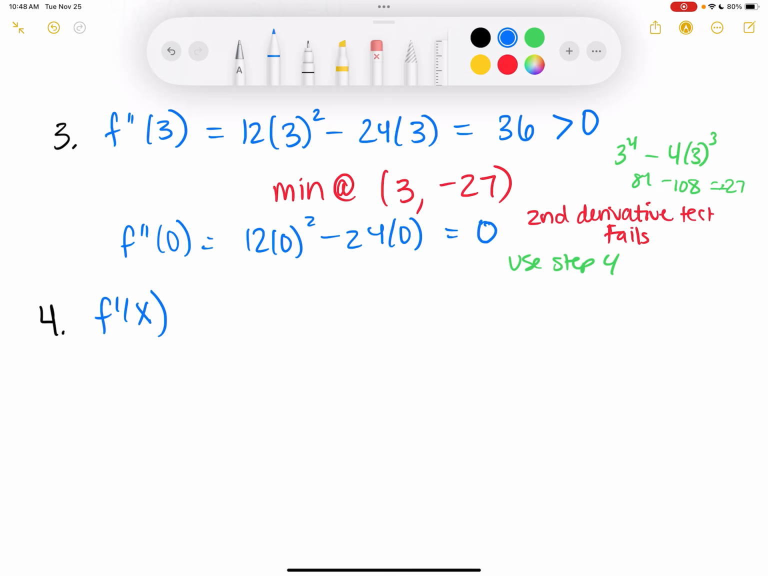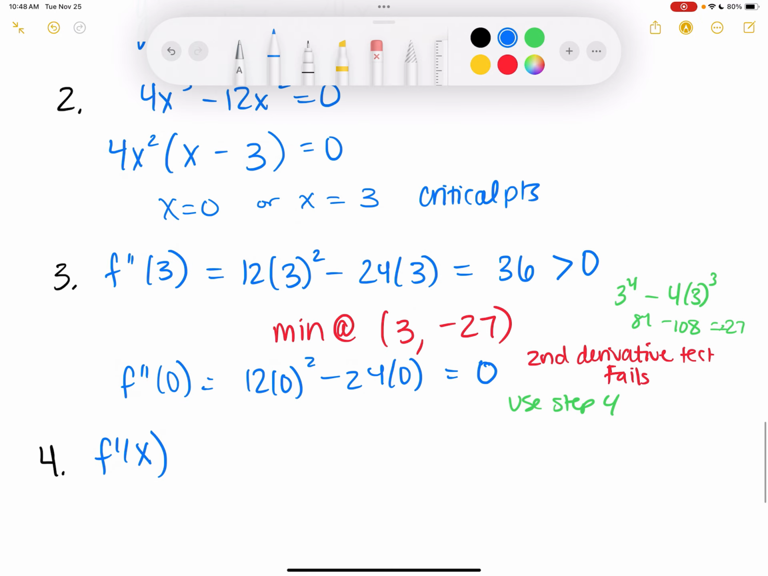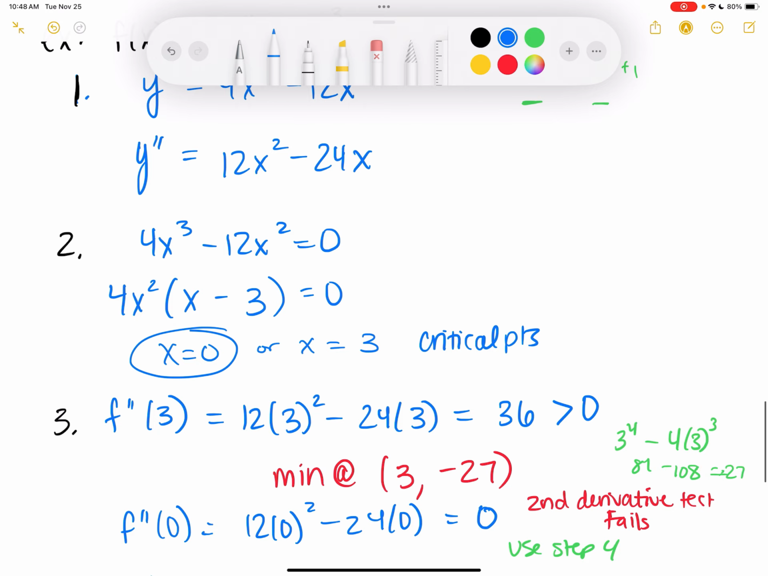Why did you use negative 1? Because we're going through the critical point, and the critical point that I was using was 0.